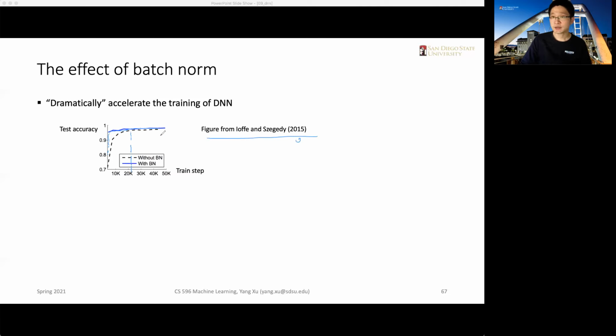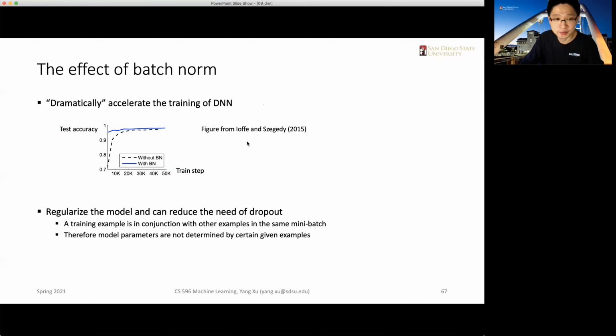Okay, and you may see from this plot that the batch norm also has better testing accuracy, which is higher than the no batch norm condition. This says that it also serves as a kind of regularization method, right? Because the testing accuracy is better. It also regularizes the model and can help reduce the need for dropouts. It reduces the risk of overfitting.